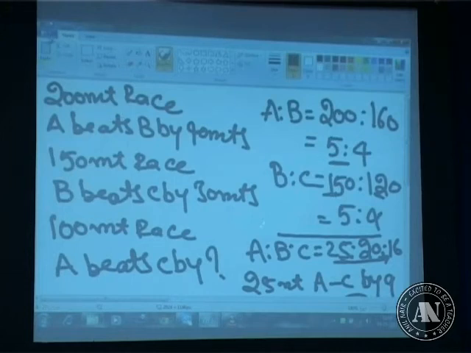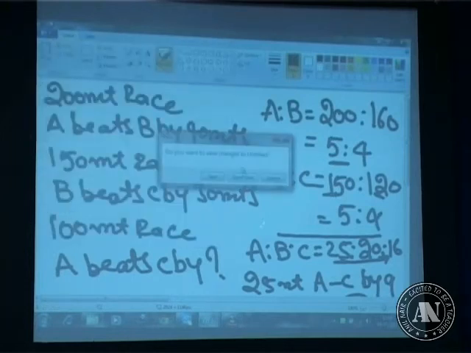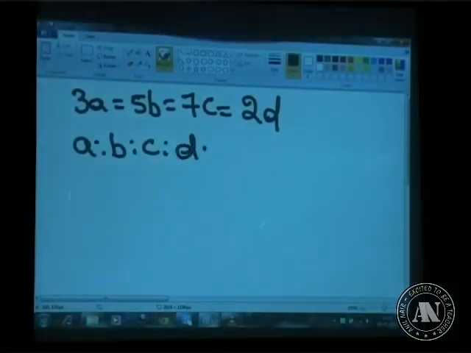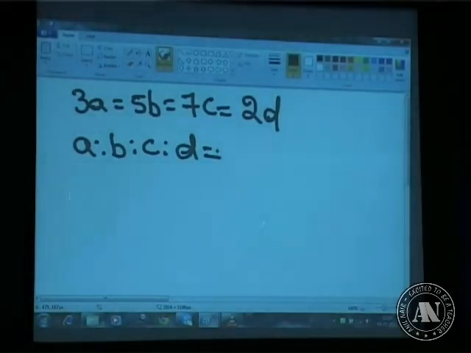3A equivalent to 5B equivalent to 7C equivalent to 2D. A is to B is to C is to D. Please concentrate on the screen. Very simple technique. See here.